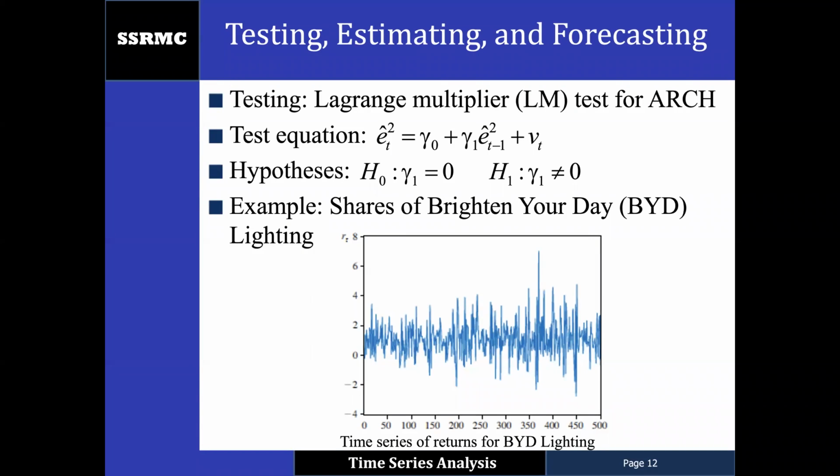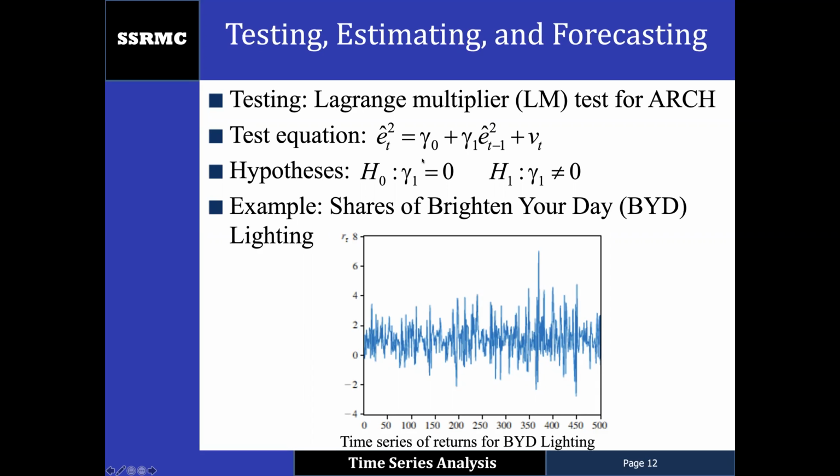To determine whether we should fit an ARCH model, we need to perform a test. The test we're going to use is a Lagrange multiplier test for ARCH effect. The test equation is given on the slide. Essentially, we're checking whether the square of e_t is related to its own last lag term.